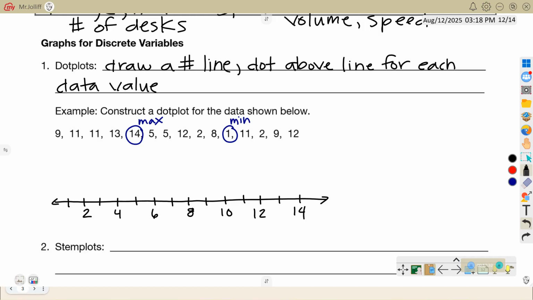And now I'm going to plot those points. I do this in order to keep myself organized so I don't miss something. I start at the left end of that number list. I cross them off as I plot them. So I'm going to start with 9. 9's between 8 and 10. I make a dot above the line. Not on the line, above the line.